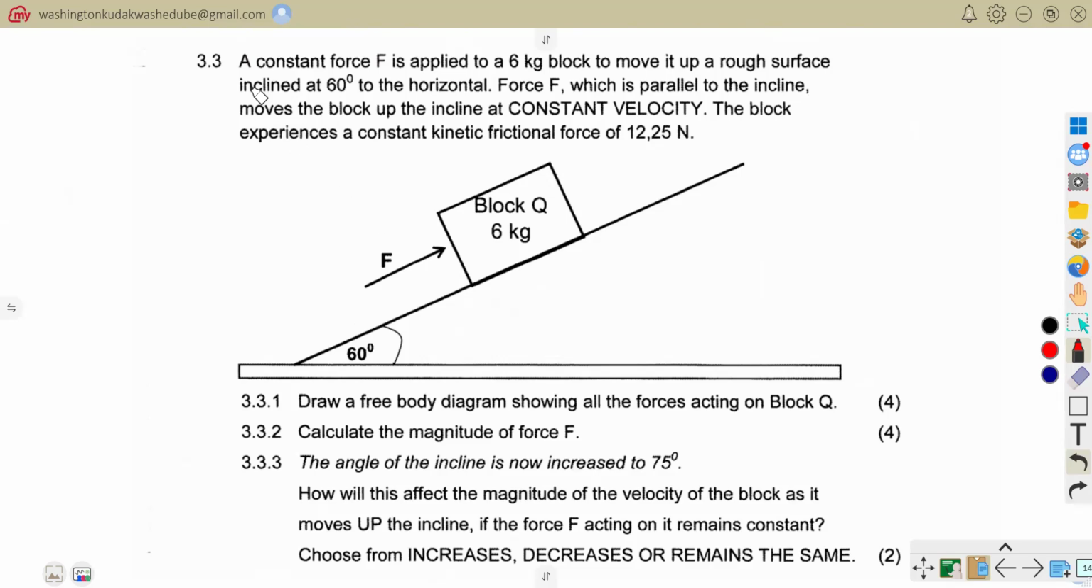So now, question number 3.3 was saying a constant force F that we can see here is applied to a 6 kg block to move it up a rough surface inclined at 60 degrees to the horizontal. Force F, which is parallel to the incline, moves the block up the incline at constant velocity. So here we have got constant velocity. What is it that we know about constant velocity? Acceleration is zero. The block experiences a constant kinetic frictional force of 12.25 newtons. Draw a free body diagram showing all the forces acting on block P.